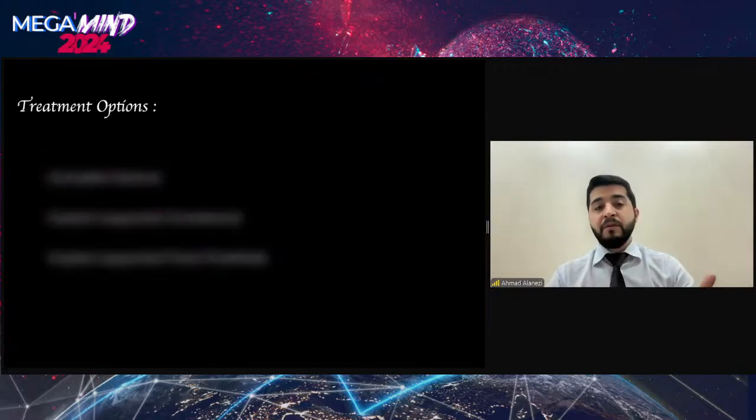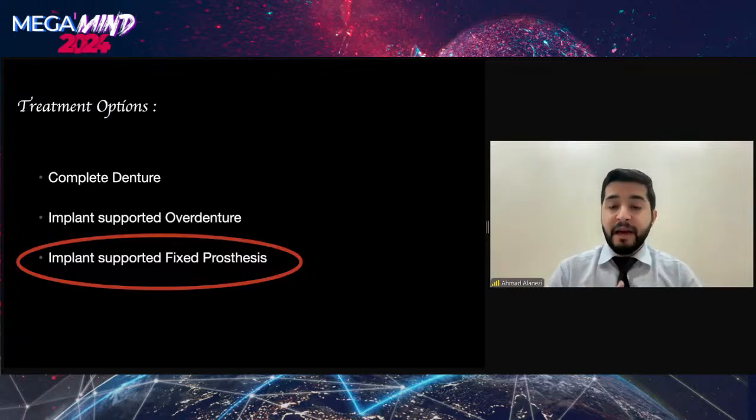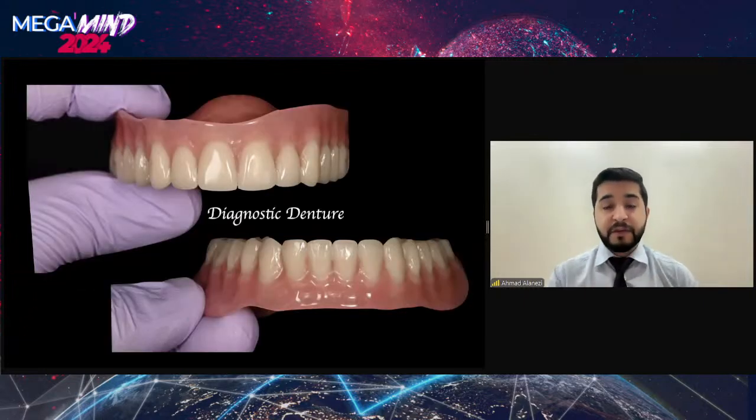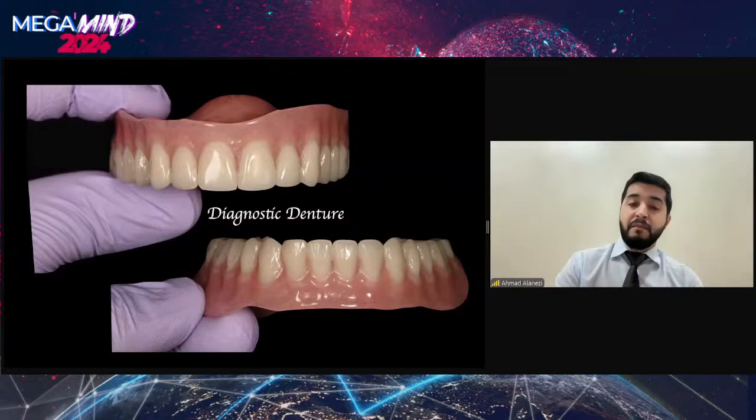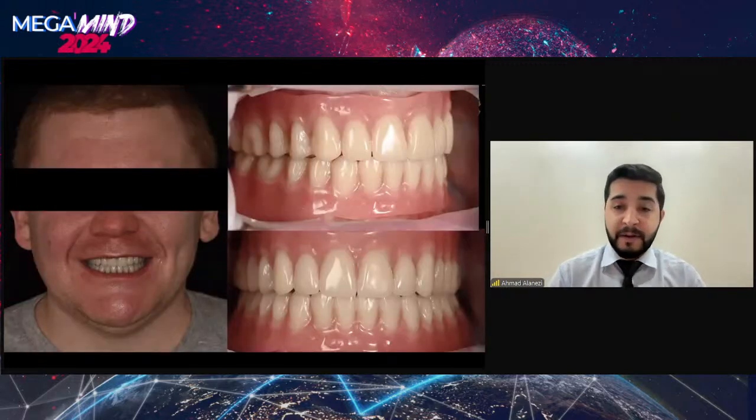The treatment plan was given to the patient, and the patient chose an implant-supported fixed prosthesis. And because the patient chose an implant-supported fixed prosthesis, we need to first design a diagnostic denture. This is the most important step in your planning: designing a good diagnostic denture that has a good occlusal scheme as well as representing good facial features. And this is the patient wearing the denture.